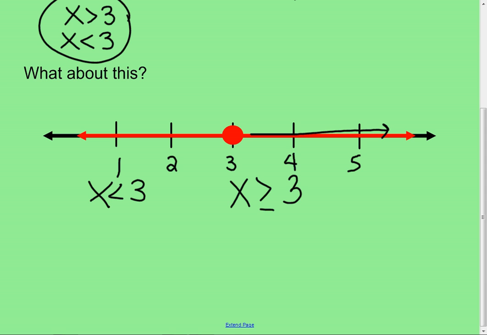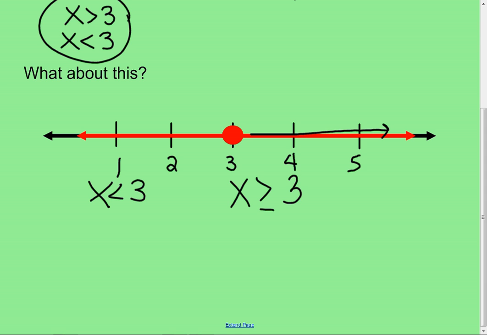I'll accept it if you put the equal sign on both of those, but you really can't do that. You have to choose which one you want it to go with. It doesn't matter. Yes, she's right there.